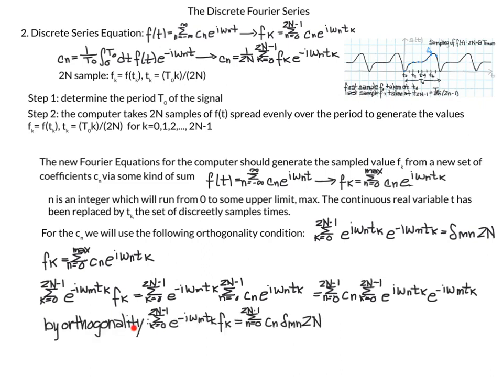Now by orthogonality, I'm going to keep the left-hand side of my equation here, and over here, all of this is going to become our Kronecker delta times 2N. So I'm going to have my summation n equals 0 to 2N minus 1, c_n times my Kronecker delta times 2N, which implies my coefficients c_m is equal to 1 over 2N, summation k equals 0 to 2N minus 1, f of k e to the i omega m t_k. So that is the formula that I have over here.